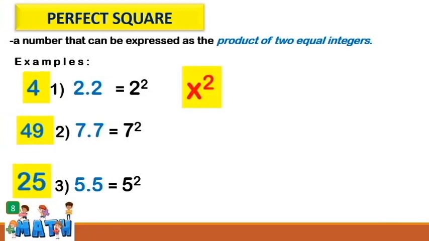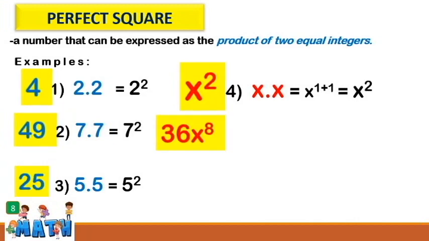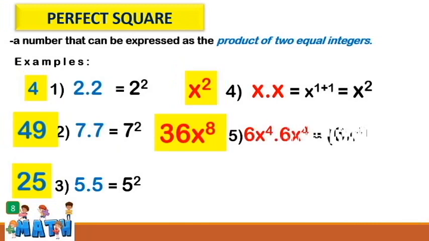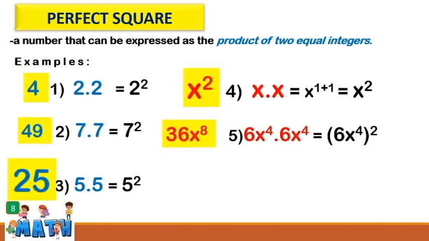Another example is x squared. So x squared can be expressed as x times x, or x raised to 1 plus 1 equals x squared. Another example is 36x to the 8. So 36 can be expressed as 6 times 6 and x to the 8 can be expressed as x to the 4 times x to the 4. So we have the quantity 6x to the 4th, squared.